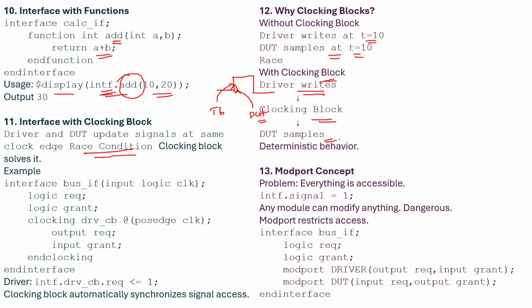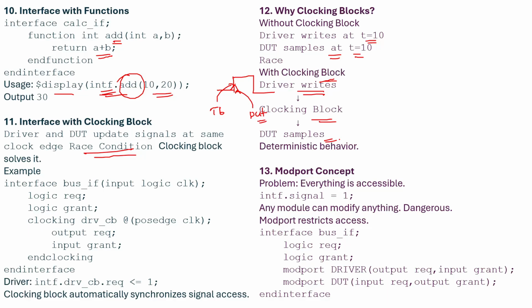In a clocking block, we have some default input and output skews. Default input 1 nanosecond, output 2 nanoseconds. That means every input takes a 1 nanosecond delay, and every output we get after a 2 nanosecond delay. Okay, I will show you in the upcoming slides. And modports: in an interface we also represent some modports.